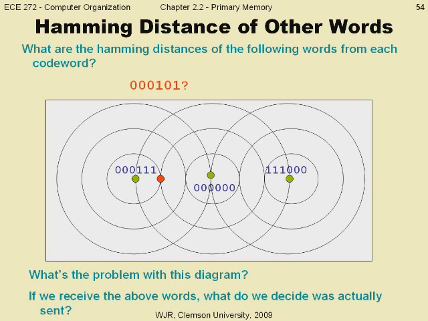Well, for the 000101 case, we would assume that a 000111 was sent, because it is closer to that code word than any other. Notice that if any code word is at least 3 bits from any other, that is, the Hamming distance of the code is 3, then if we were to move a distance 1 away from the code word, that is, change a single bit, we will still be at least 2 bits away from any other code word. And this is the basis for error correction codes.